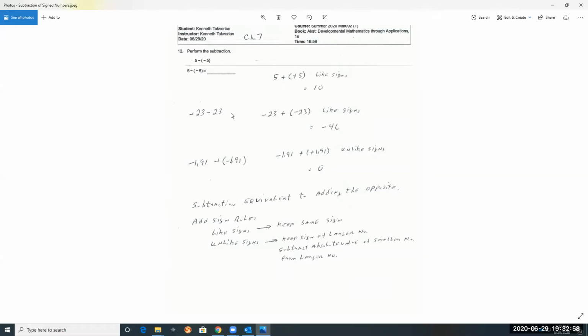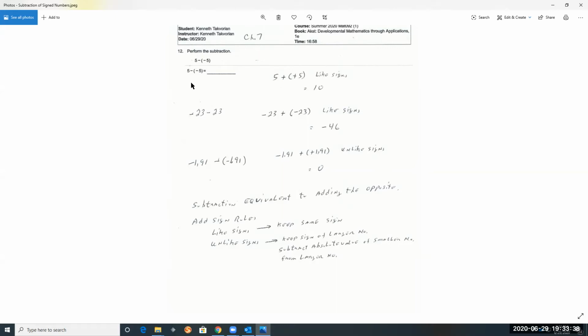So we have to revise our definition of subtraction. Subtraction, by definition, is equivalent to adding the opposite. And once we are into the adding operation, we will need to understand the adding sign rules. When we have like signs, both positive or both negative, we keep the same sign in the answer. If we have unlike signs, we keep the sign of the bigger number in absolute value and subtract the absolute value of the smaller number away from the larger number.